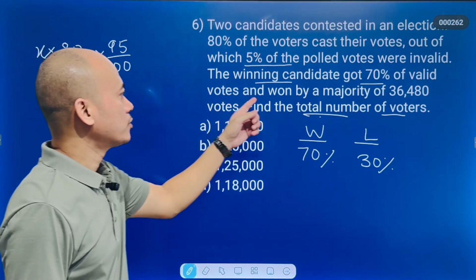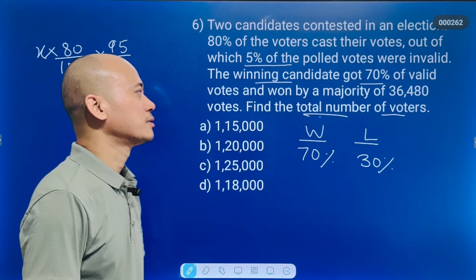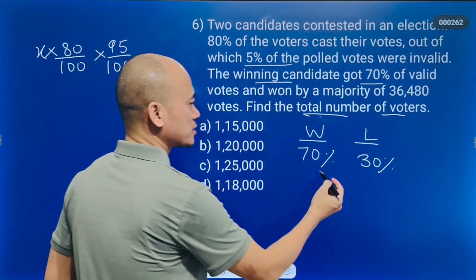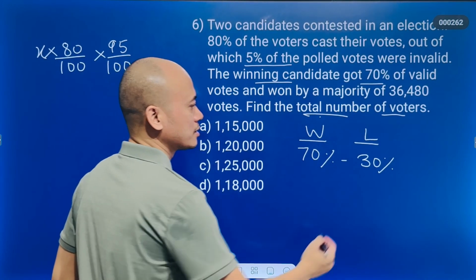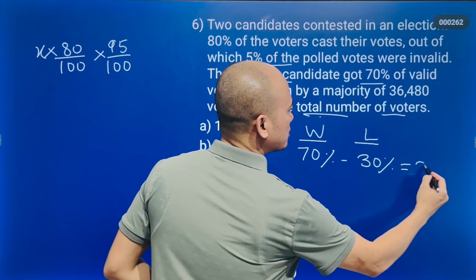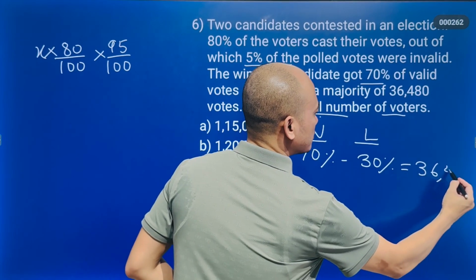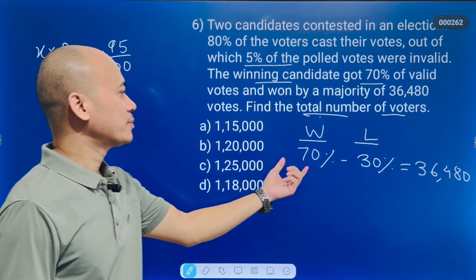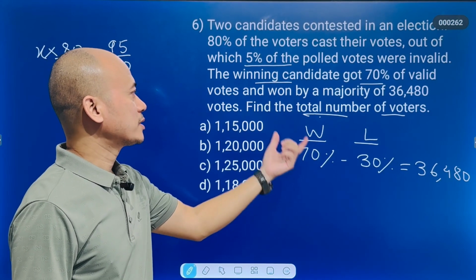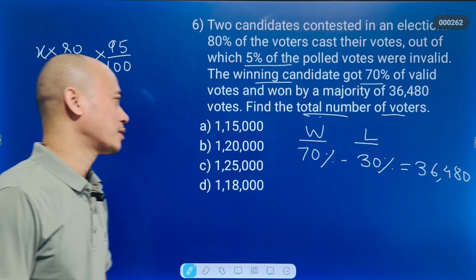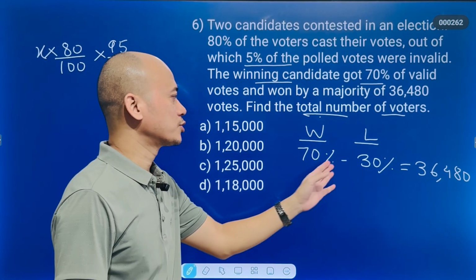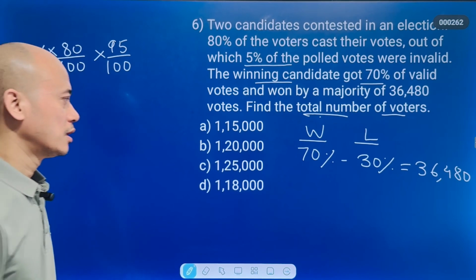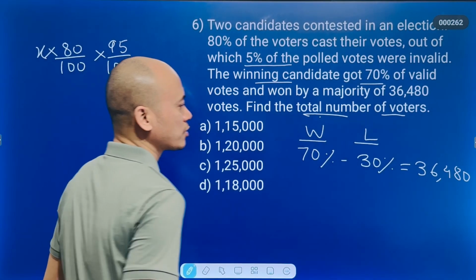Now, the winner won by a majority of 36,480 votes. That means the difference, 70% minus 30%, is equal to 36,480. That means 70% the winner got and 30% the loser got, and he beat the loser by 36,480 votes. So, this 70% and 30% is of what?